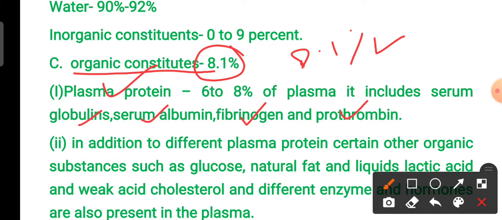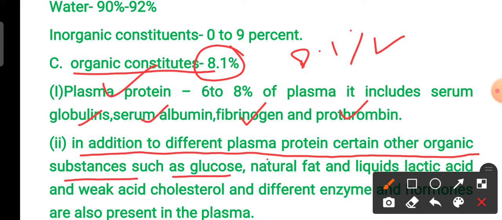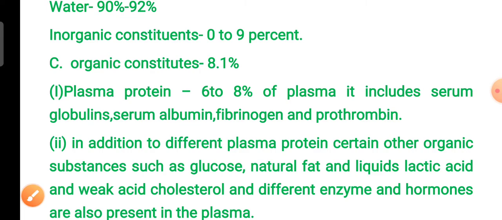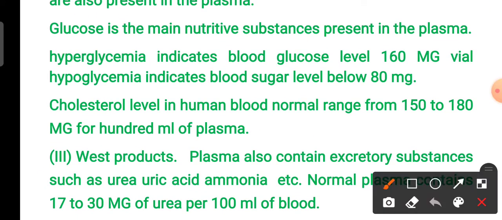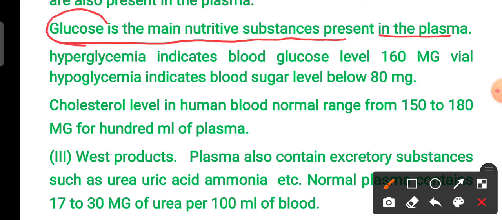And here is another line. In addition to the different plasma proteins, certain other organic substances such as glucose, neutral fat, lipids, lactic acid, weak acid, cholesterol, different enzymes and hormones are present. And this is all about it. Another thing is that glucose is the main nutritive substance present in the plasma. यानी glucose एक सबसे बड़ी important substance present होता है अपना blood में, that is in plasma.